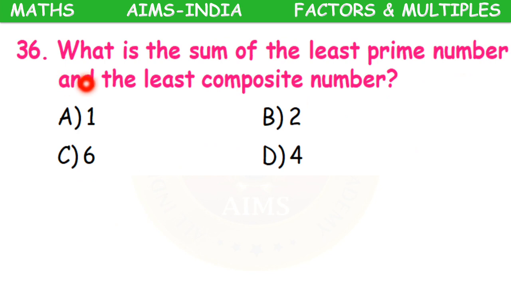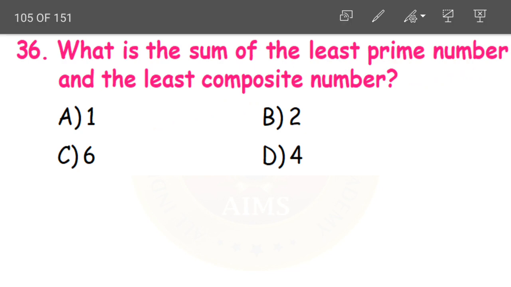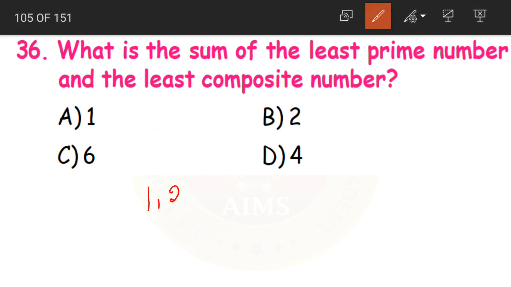Next question. What is the sum of the least prime number and the least composite number? If we write the numbers 1, 2, 3, 4, 5, the least number is 1. It is neither prime nor composite. So it goes out of the window for now. It's not needed here.